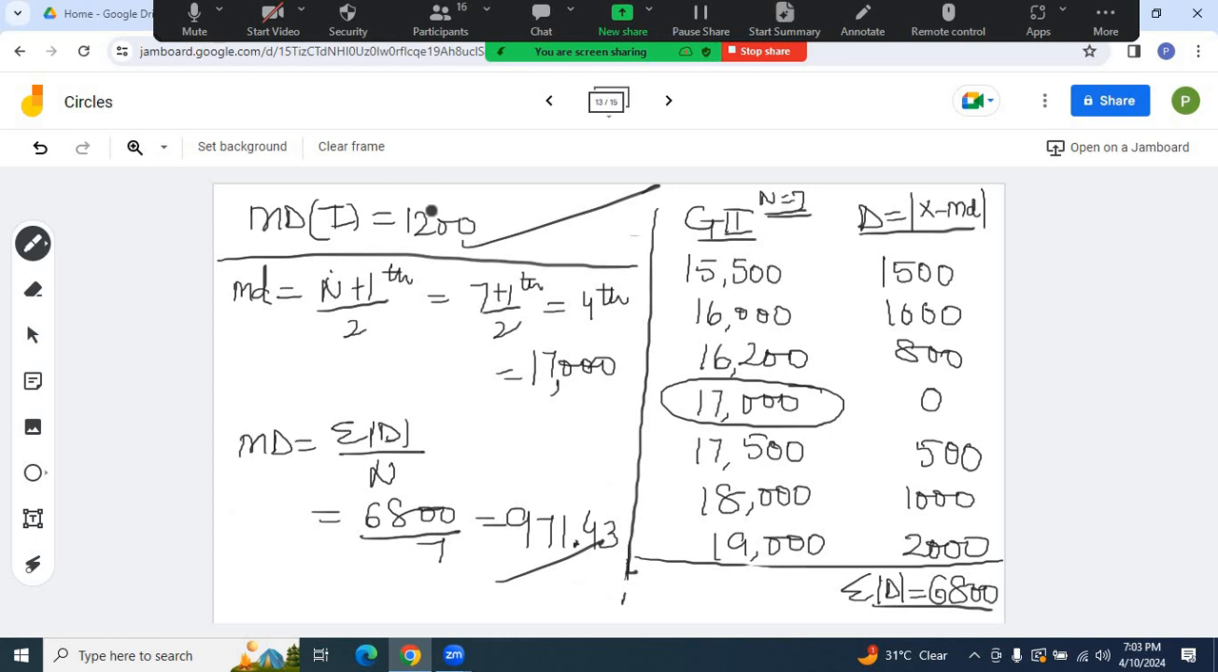1200 is the variation from the central value, and for second income group the variation is 971.43. Means for the second income group variation is less, and for first income group variation is more. This is the observation.